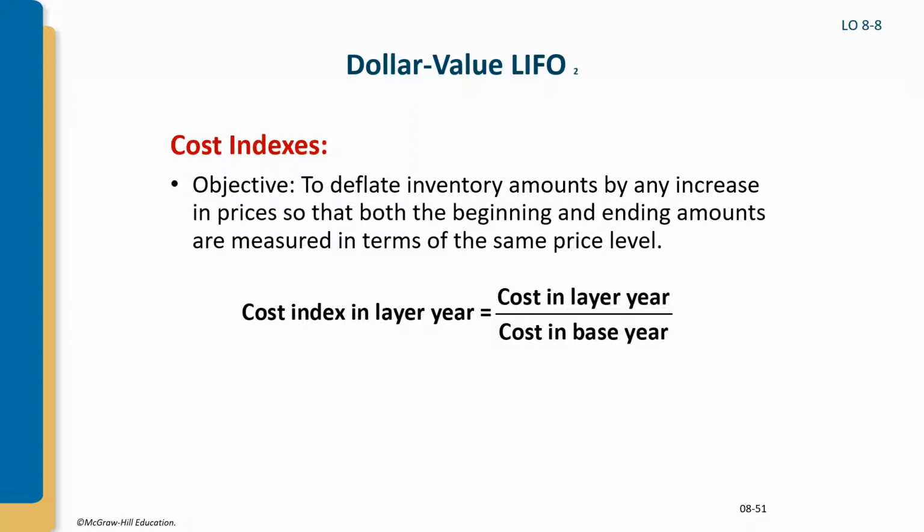We take the cost of our inventory in this year, in a layer year, and divide it by the cost in a base year. So that'll tell us how much cost or prices have increased from the base year through this year. The objective of this is to deflate inventory amounts by increase in prices. So let's take a look.